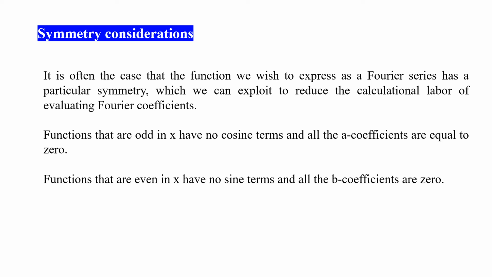Again, functions that are odd, like your square wave in x, have no cosine terms, and all the a coefficients are equal to 0. So your a naught and your a_r is equal to 0 for your odd functions. Functions that are even in x have no sine terms, and all the b coefficients are 0. That is, your b_r is equal to 0.